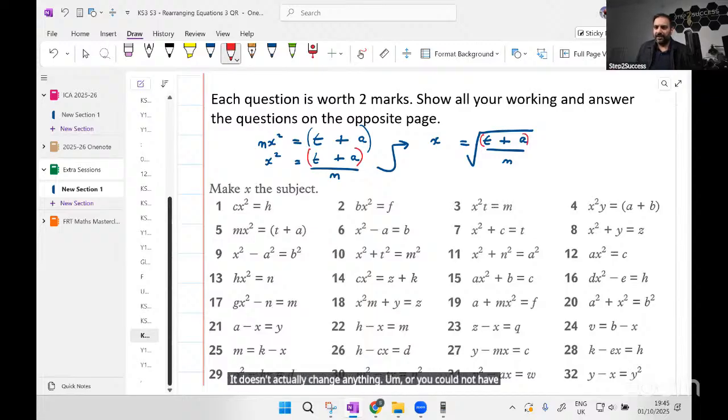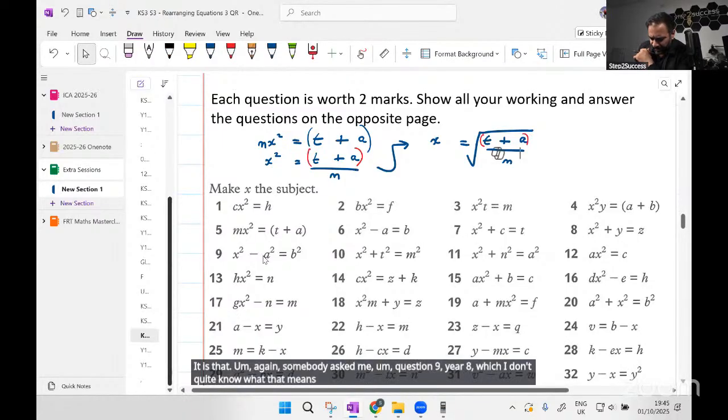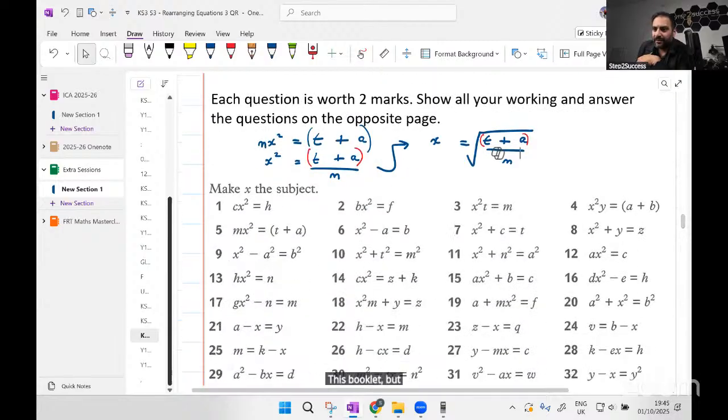Yeah, it is that. Again, somebody asked me question 9, year 8, which I don't quite know what that means, unless you mean this booklet. But do clarify if you want.